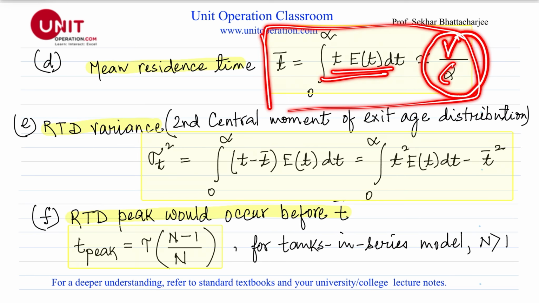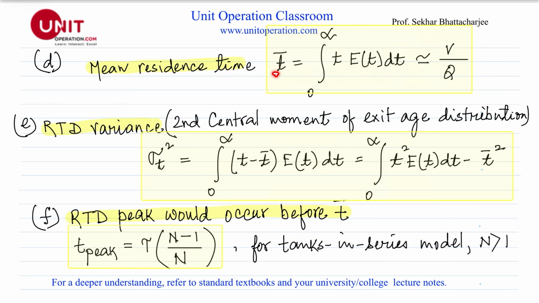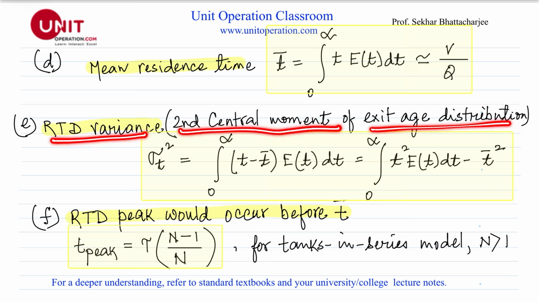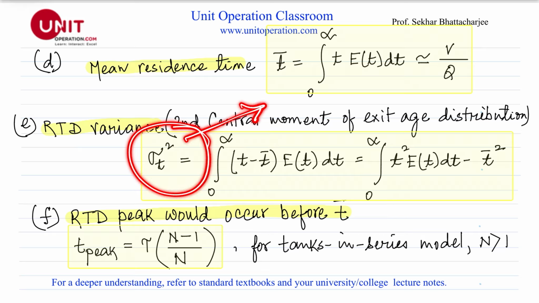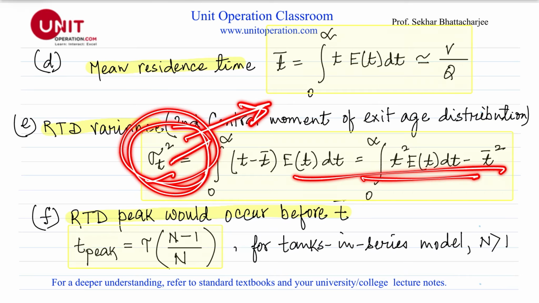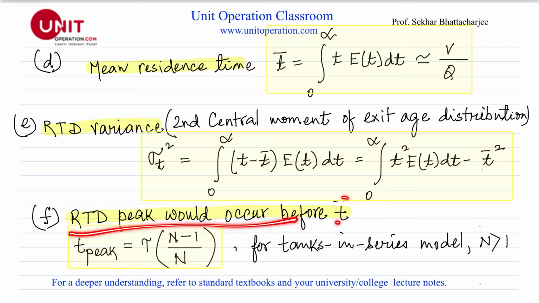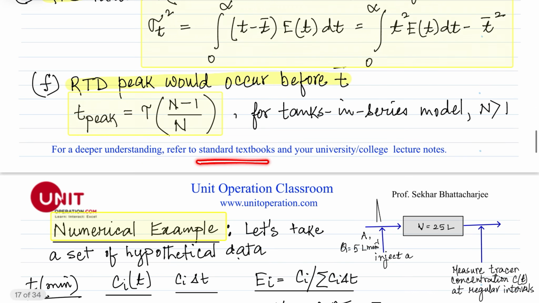which experimentally is the volume of the reactor divided by the flow rate, and is the same for whatever type of reactor you choose, whether an ideal CSTR, an ideal plug flow reactor, or a number of CSTRs in series, the tanks-in-series model. The RTD variance, which is of course the second central moment of the exit distribution, we all know, can also be given by this equation. This is the way we can calculate the value of the variance. And the RTD peak would occur at this one. For the tanks-in-series model, the peak time is given by this equation right here. These are all taken from the standard textbook.